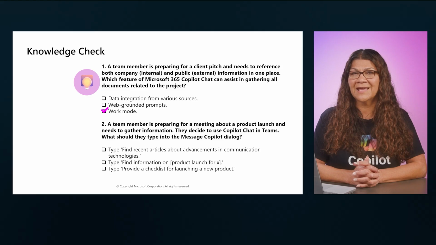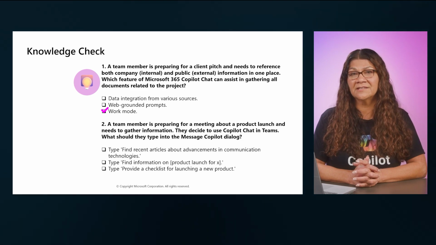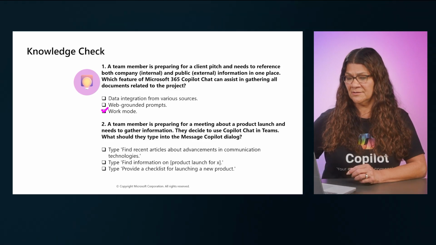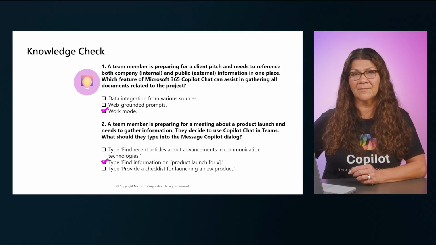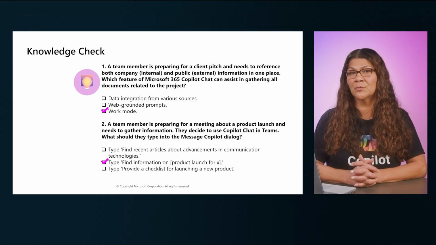Question 2. A team member is preparing for a meeting about a product launch and needs to gather information. They decide to use Copilot Chat in Teams. What should they type into the message Copilot dialog? Answer: type find information on product launch for X.